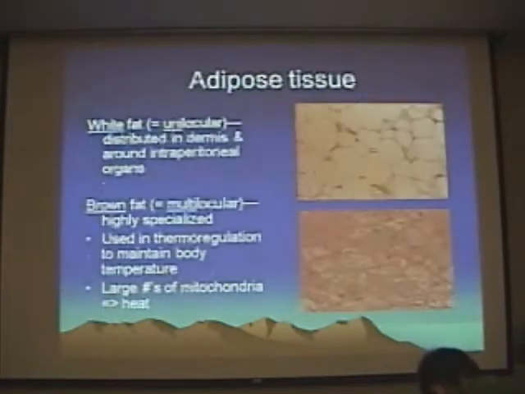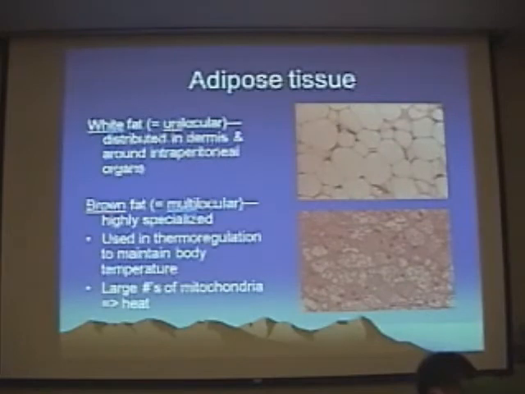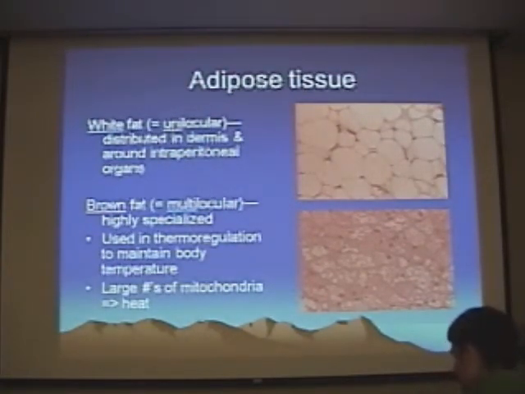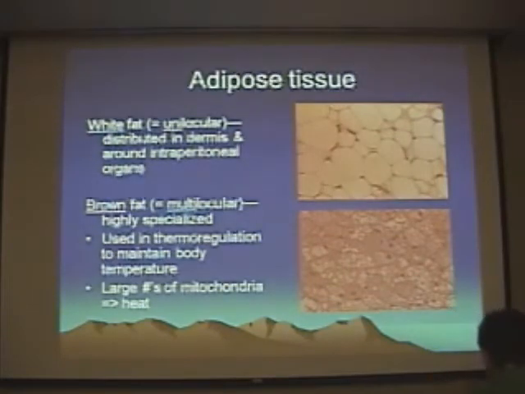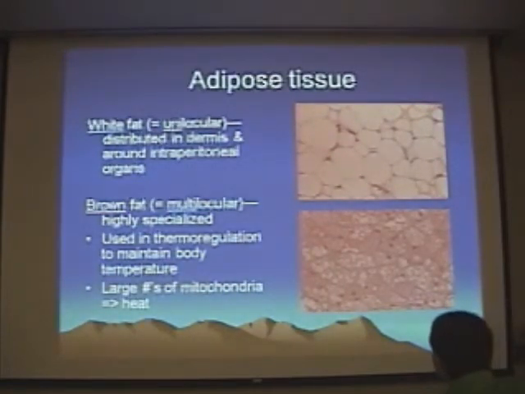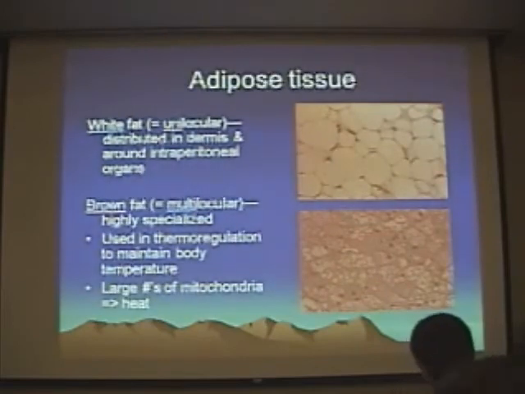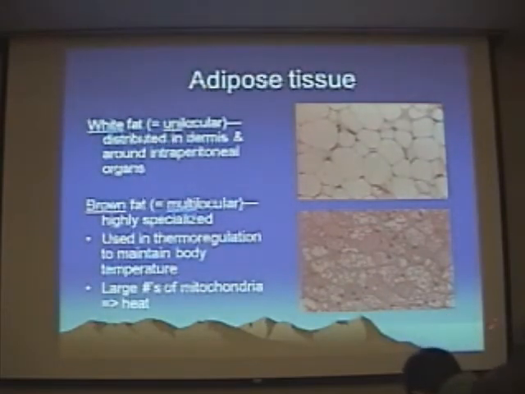So, different types of collagen. Adipose tissue, we've got white fat and brown fat. White fat is run-of-the-mill fat, which is said to be unilocular because it has a single large open space with very limited cytoplasm. Brown fat, on the other hand, is used for thermoregulation and things like hibernating animals. And it is multilocular, so it has a very grainy appearance to it, and comparatively more cytoplasm associated with it.